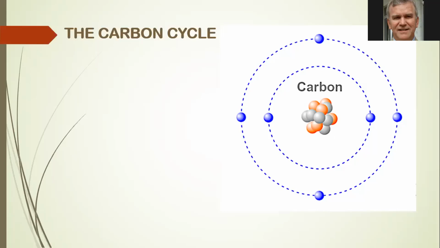Okay, now we're going to move on to the carbon cycle. In the case of the carbon cycle, we're dealing with an element from the periodic table. Here you see a picture of it. And this element is probably one of the most important elements in chemistry.